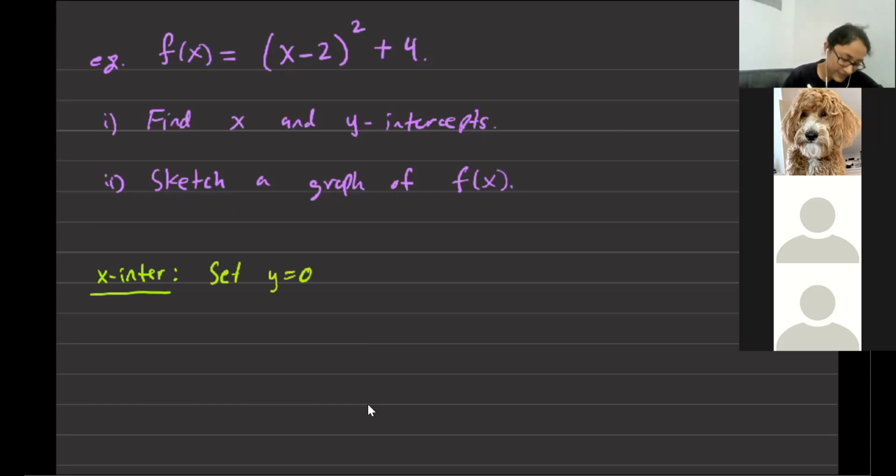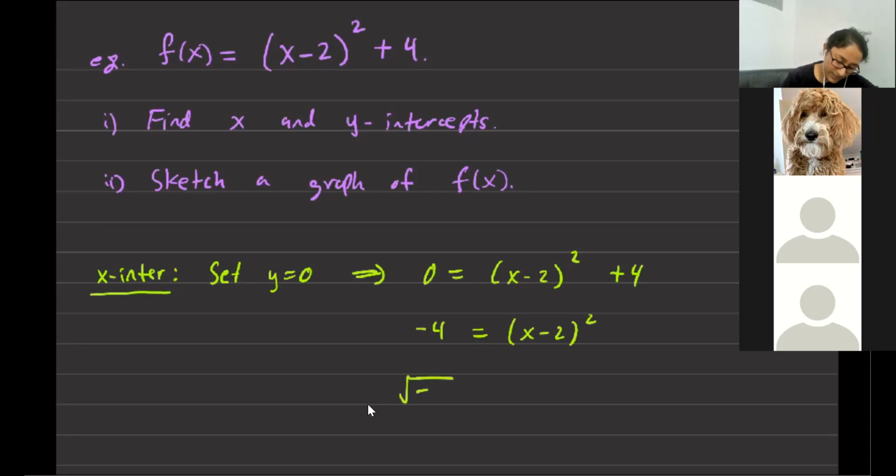y is our f of x. So that means we have 0 is equal to (x minus 2) squared plus 4. And then I start solving for x. I'm going to subtract 4 from both sides. I get (x minus 2) squared equals -4. And then I take square roots on both sides. That gives me square root of -4 is equal to x minus 2, plus or minus.